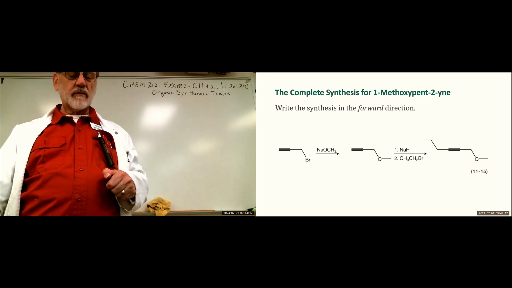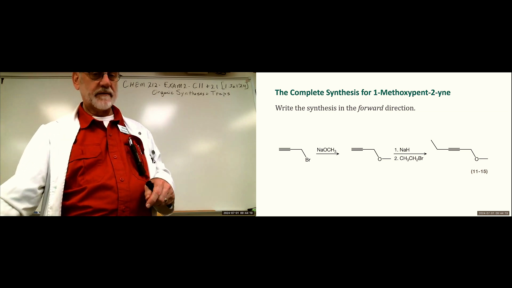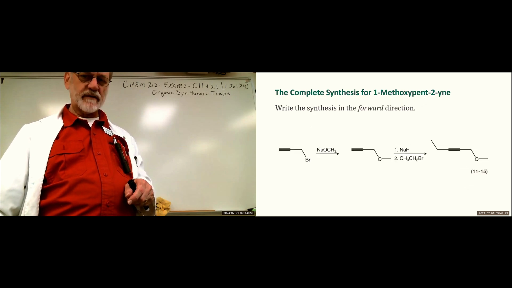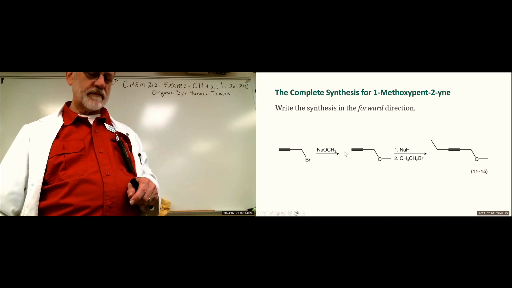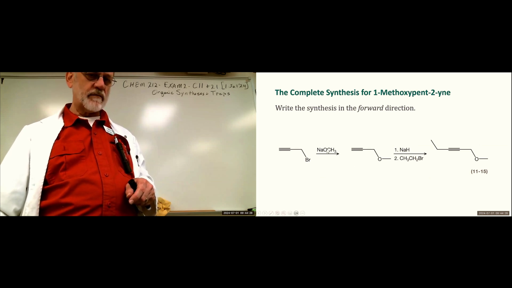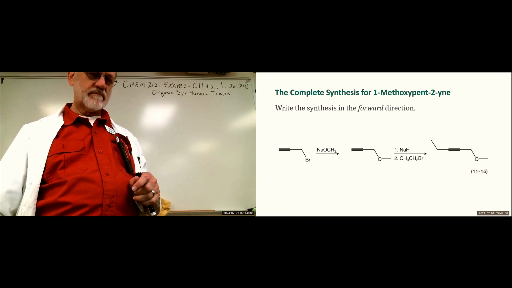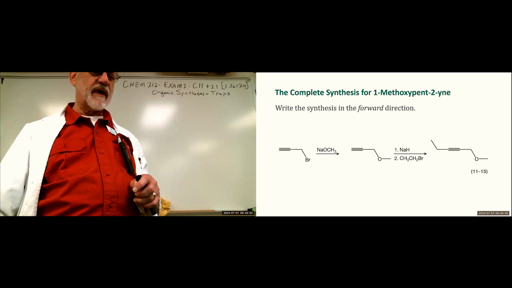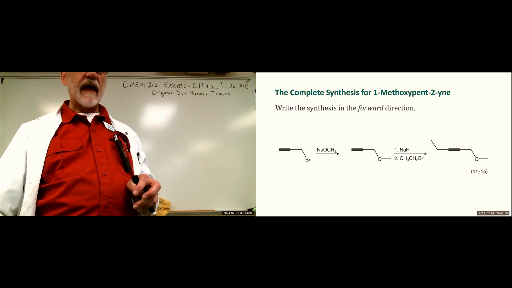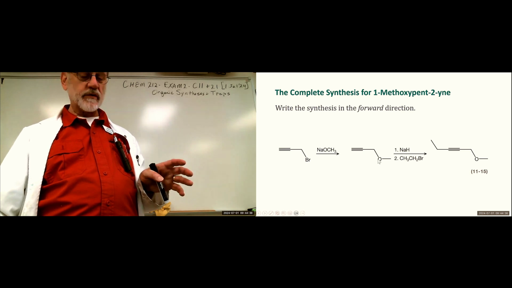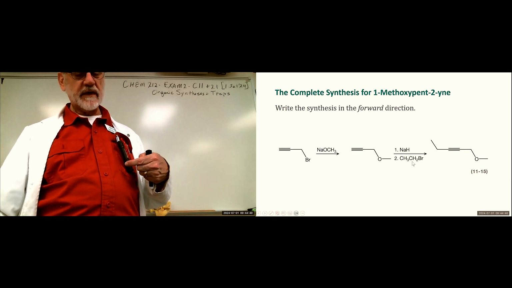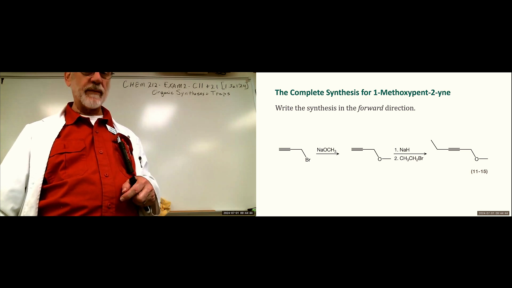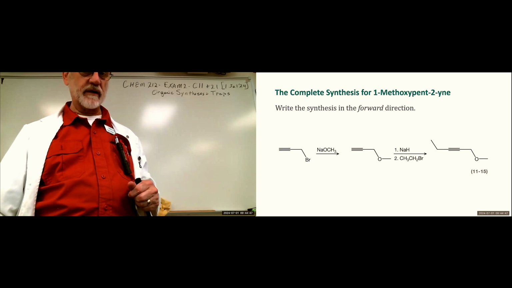So now we flip things around, right? We take the brominated alkyne and we treat it with sodium methoxy, and then we get this precursor, and now we treat it with the ethyl bromide in a 2-step process, and that gives us our product.